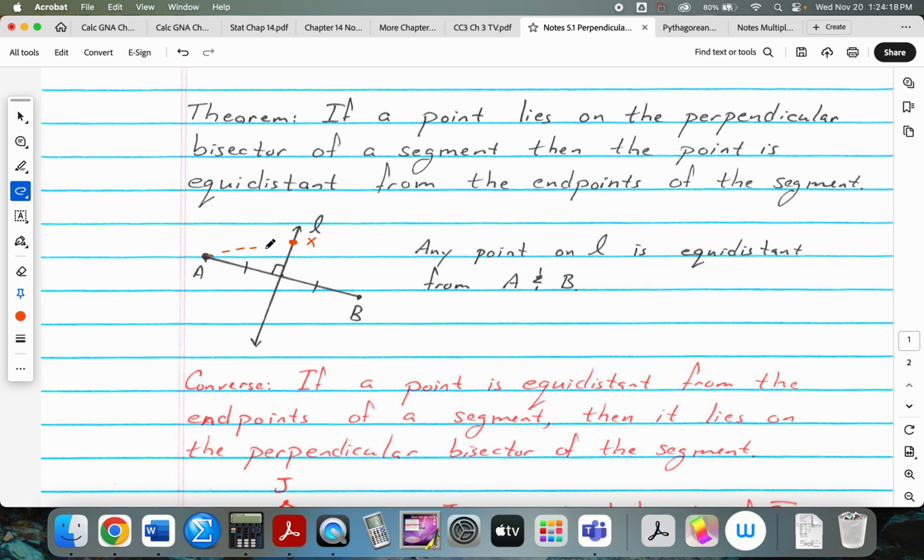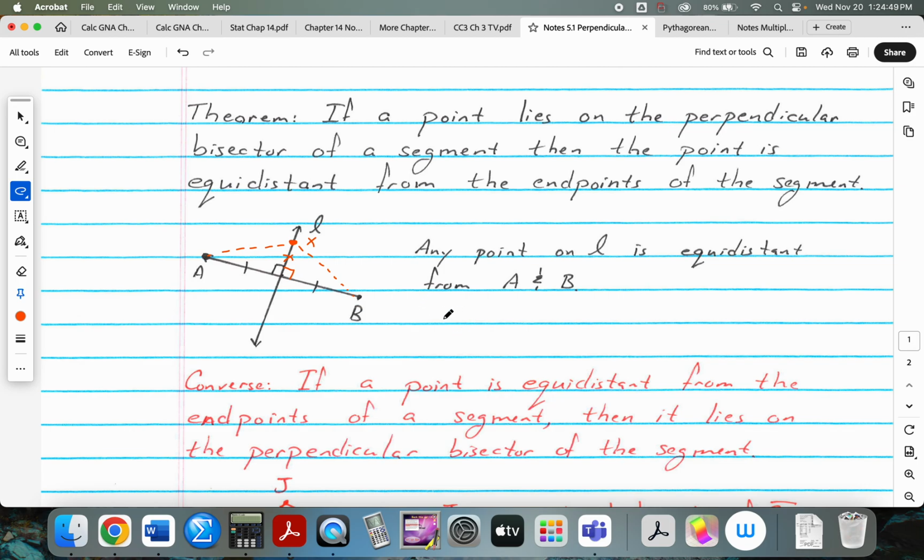So if I joined these and I joined these, this is going to be a right angle also. By the reflexive property, that side's congruent to itself. Those two triangles are congruent triangles by side angle side. So that means that AX and BX have got to be equal to each other. This is just an outgrowth of a particular kind of congruent triangles.